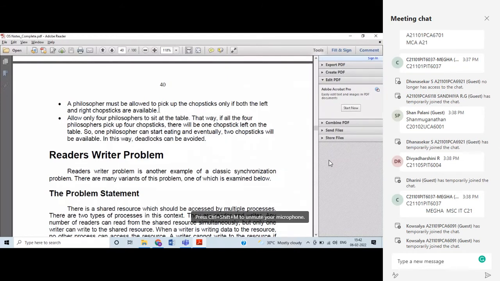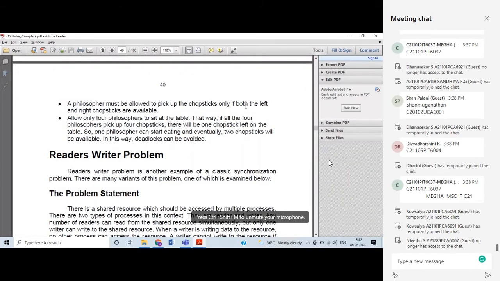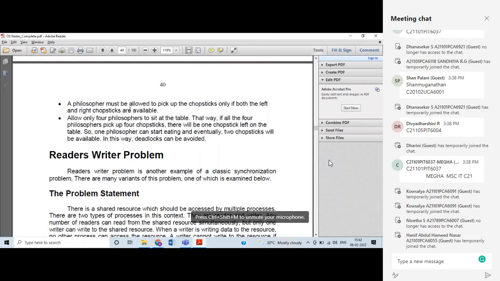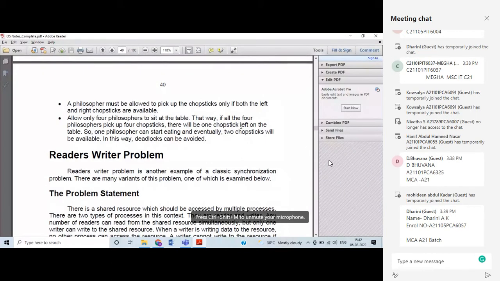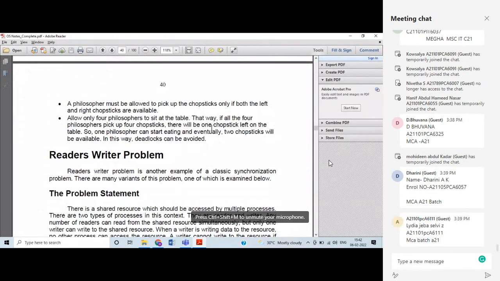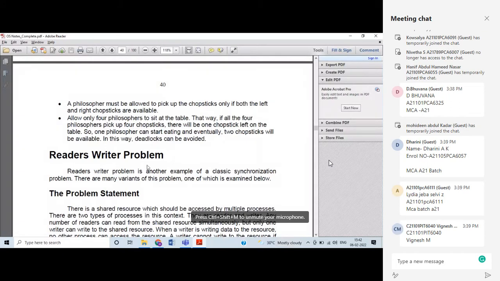So the first solution is a philosopher must be allowed to pick up the chopsticks only if both the left and the right chopsticks are available. The second solution is to allow only 4 philosophers to sit at the table. That way, if all the 4 philosophers pick up 4 chopsticks, there will be 1 chopstick left on the table. That way one philosopher can start eating and eventually 2 chopsticks will be available. In this way, deadlocks can be avoided. So these are the 2 solutions found for the dining philosophers problem.